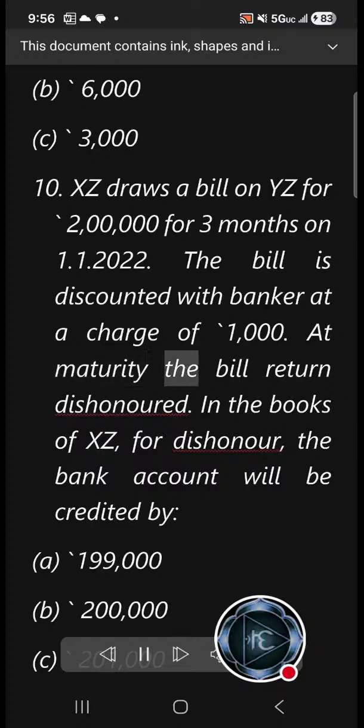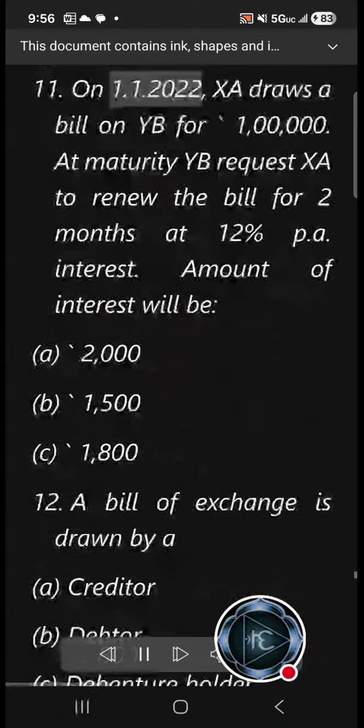At maturity, the bill returned dishonored. In the books of XZ for dishonor, the bank account will be credited by $199,000, $200,000, $201,000.